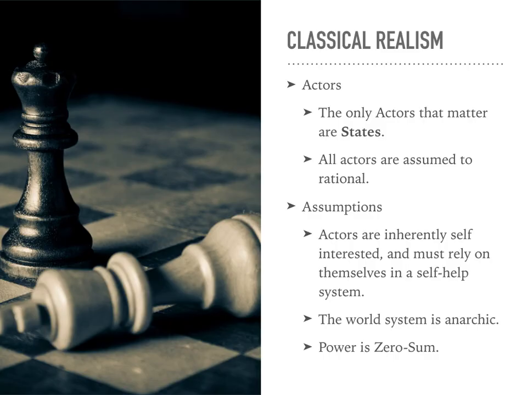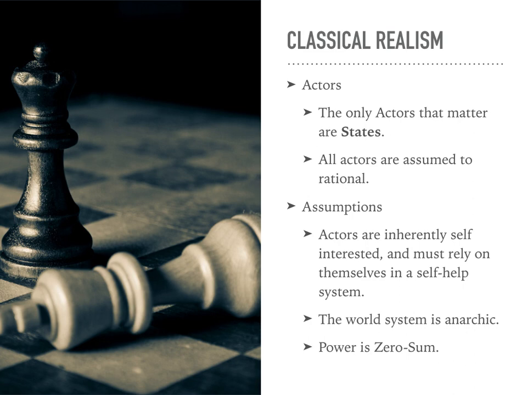And so when we talk about classical realism, when we talk about the actors that matter in classical realism, the only actors that matter are states. And these states are assumed to be rational. They make decisions based on cost-benefit analysis, based on what is good for them in the moment and why. They are inherently self-interested, and because they are self-interested, they cannot rely on anyone else to come help them, because countries will only help you if it is in their own personal self-interest. And so you're essentially relying on the idea that it's a self-help system.